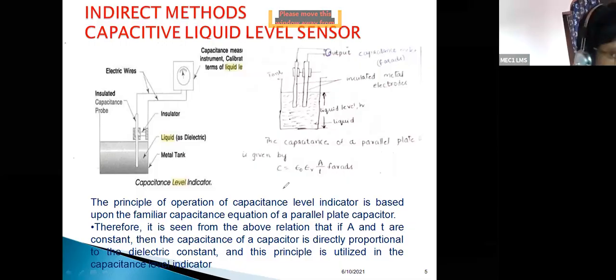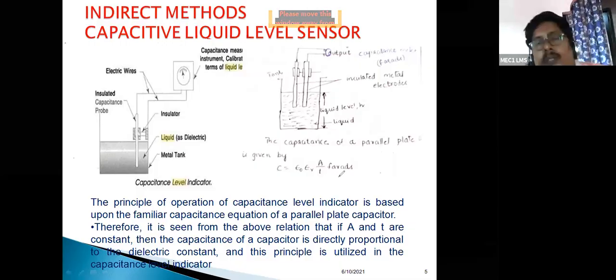Great, take care. Next, someone asked about A and T. Here, A and T are constant. The distance between the plates is not changing. T is nothing but distance; you can call it T or D. And for area, we are not moving the plates, so the overlapping area between the two plates is the same.